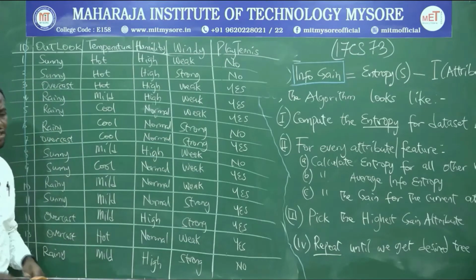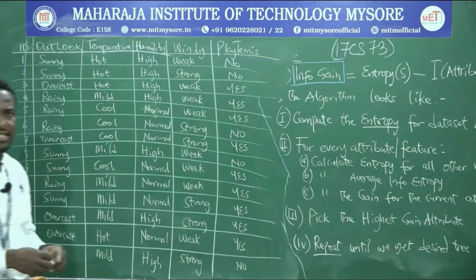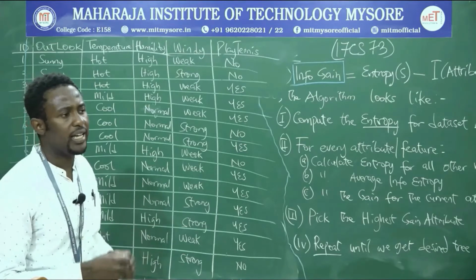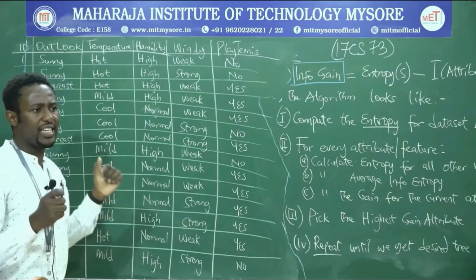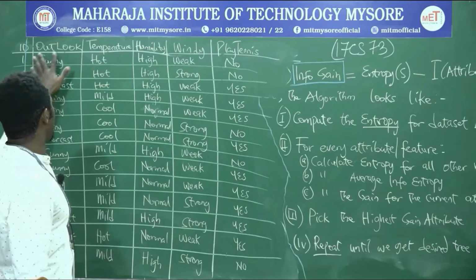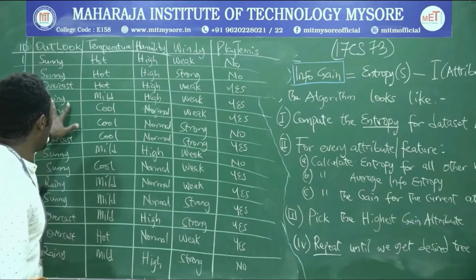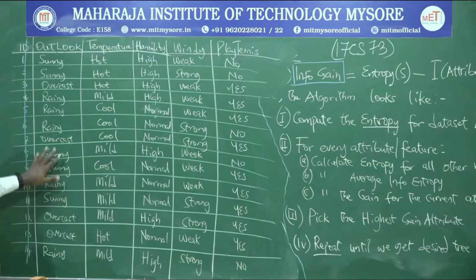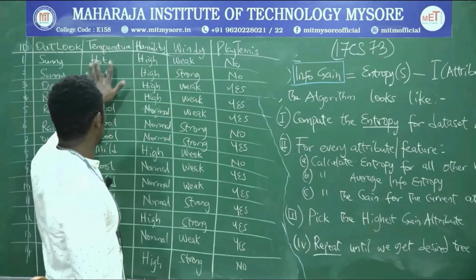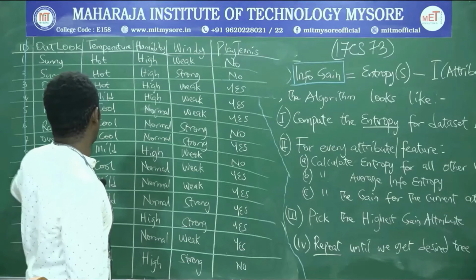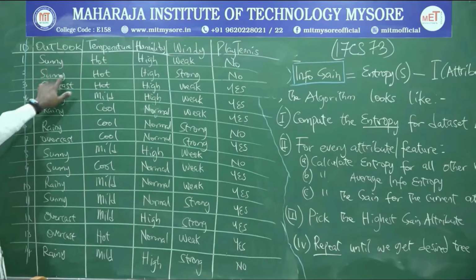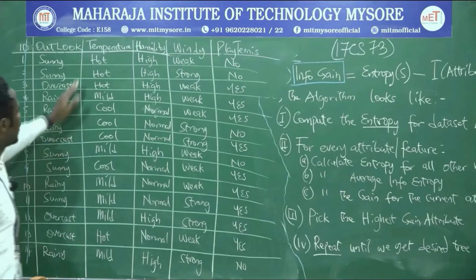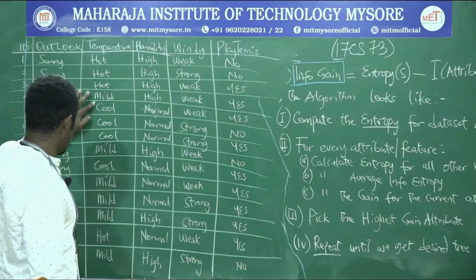Getting back to our decision tree, the next question arises: which one is my root node? Where should I start from? Should I start from Outlook and then consider all the attributes of Outlook, or should I start from temperature and consider all the attributes of temperature? Outlook has 3 values: sunny, rainy, and overcast. Now you go to temperature: hot, mild, cool.